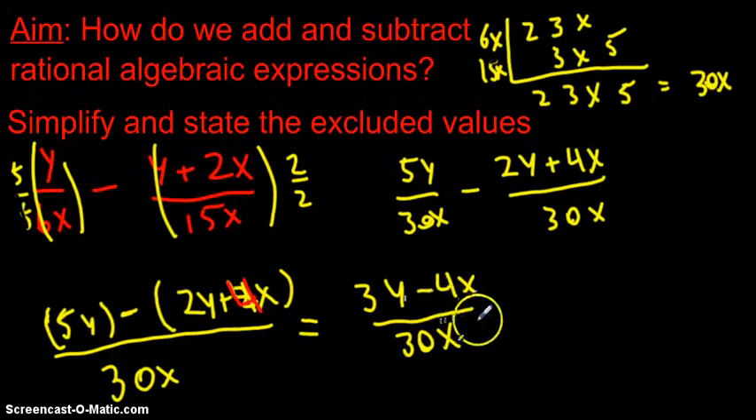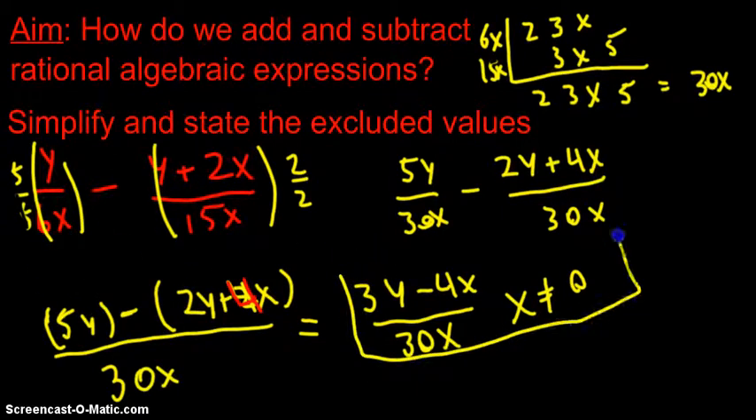Looking at our denominator at this point, we see the only excluded value here would be 0, since that would make this fraction undefined. X is not equal to 0. If you look at both of these, you'll see it was equal to 0 to begin with as well. So this would be our final answer.